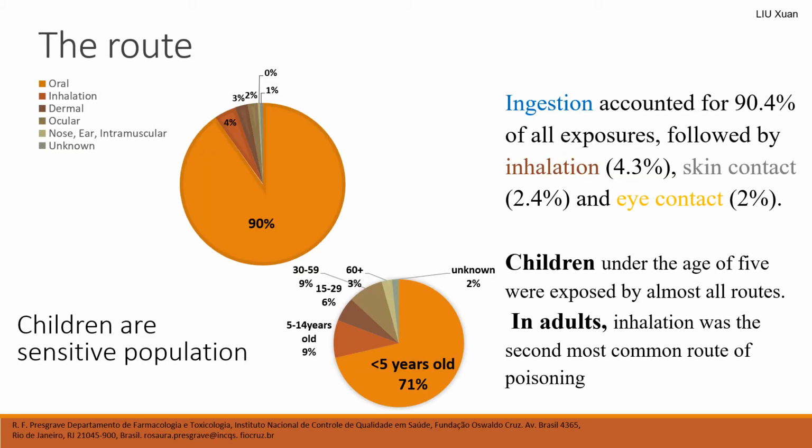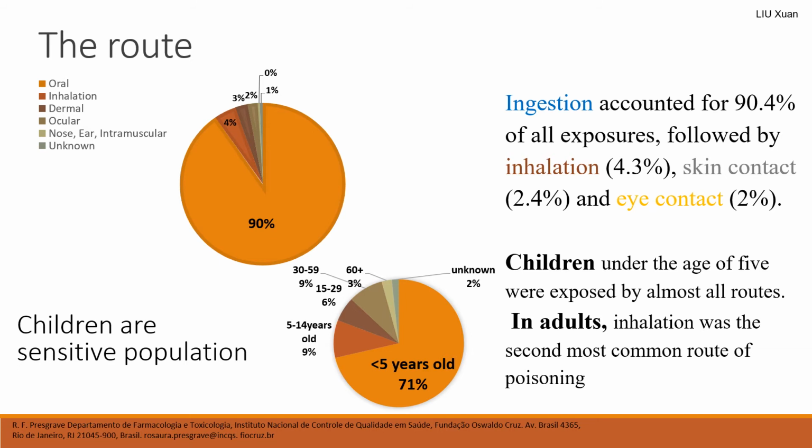On this page, we can analyze the hazards through the statistics from another survey which analyzed 2,810 calls made to 2 poison controls in Brazil to study unintentional poisoning caused by household chemicals including disinfectants. Please look at the bigger chart. In this chart, we can find that ingestion accounted for 90.4% of all exposure, followed by inhalation 4.3%, skin contact 2.4%, and eye contact 2%.